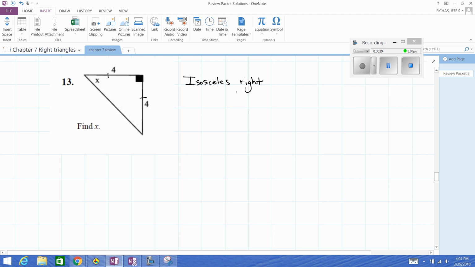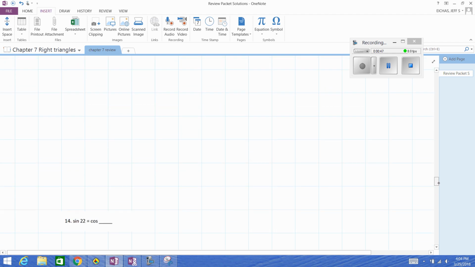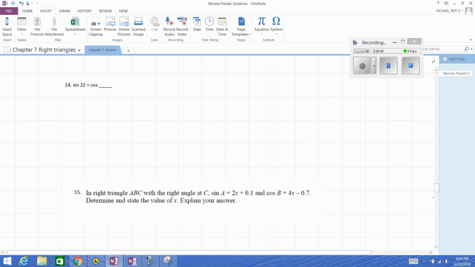So say we've used up 90 degrees out of our 180 from any right triangle. The remaining two angles have to be equal, base angles theorem. So 90 divided by 2 is 45. So x is 45 degrees. Didn't have to use trig to do that. Could have, but didn't need it. All right, so next one.